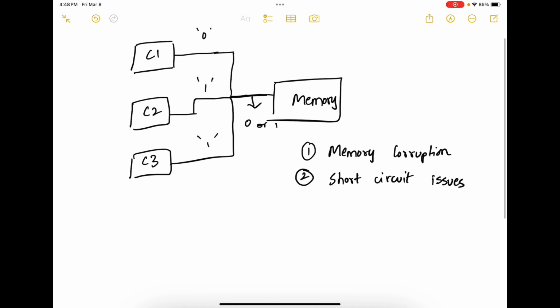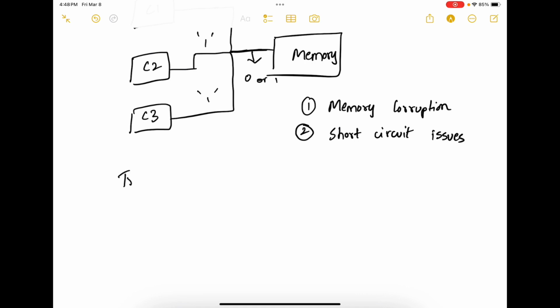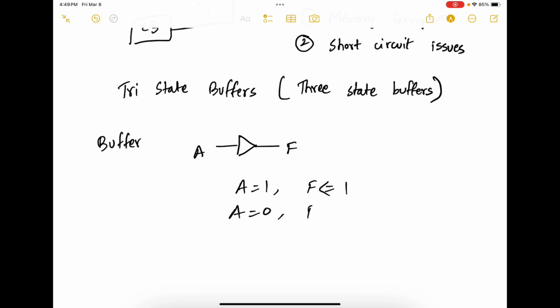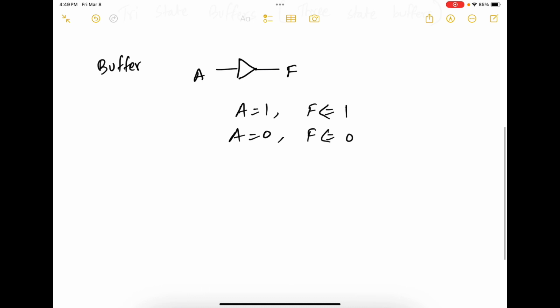To avoid these problems, we use something known as tri-state buffers. They are also known as three-state buffers. Before looking into tri-state buffers, let us go back to what is a buffer. If you remember, a buffer was used to increase the fan out, and the symbol for a buffer was this one here, A to F. So if A equals 1, then F equals 1, and if A equals 0, F equals 0.